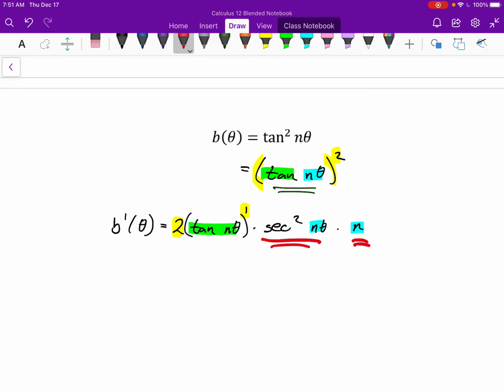And again, I could clean this up a bit. For example, I could multiply 2 times n and put 2n or something. But that's what I'm, again, not really too concerned about. All right, so I think I have 2 more examples here.